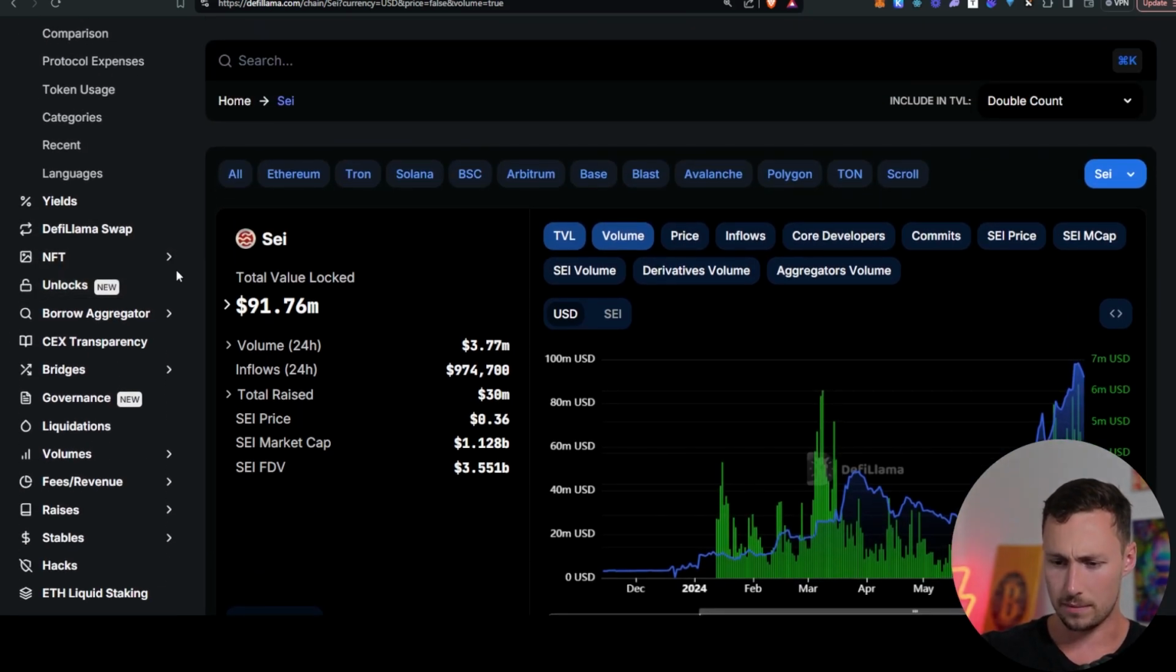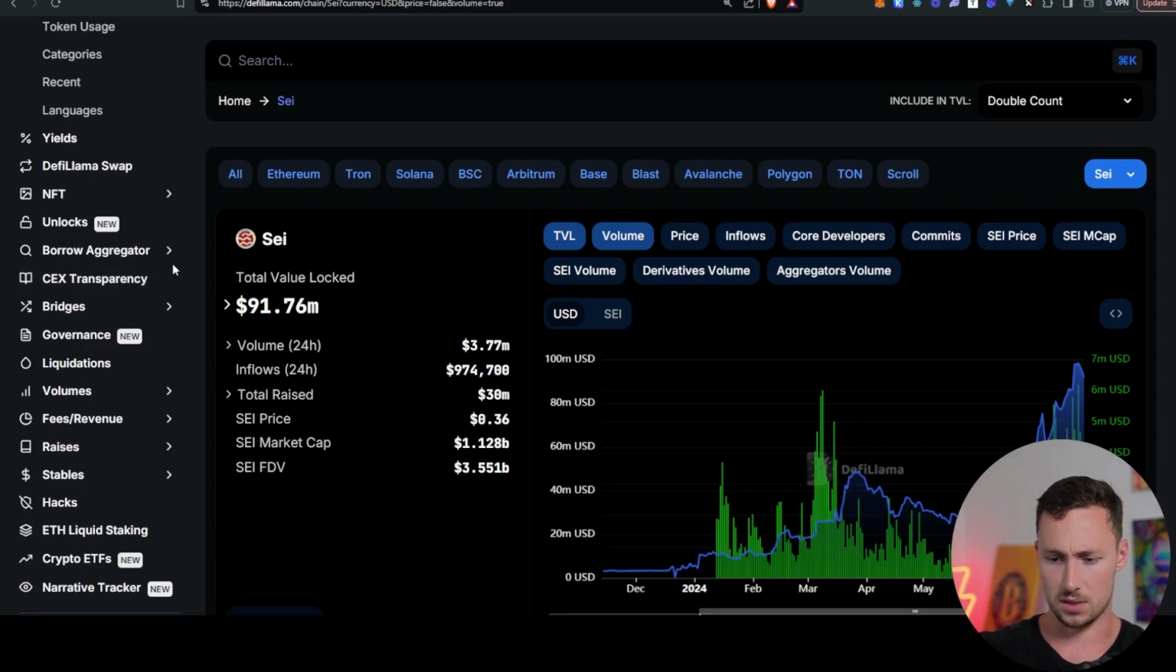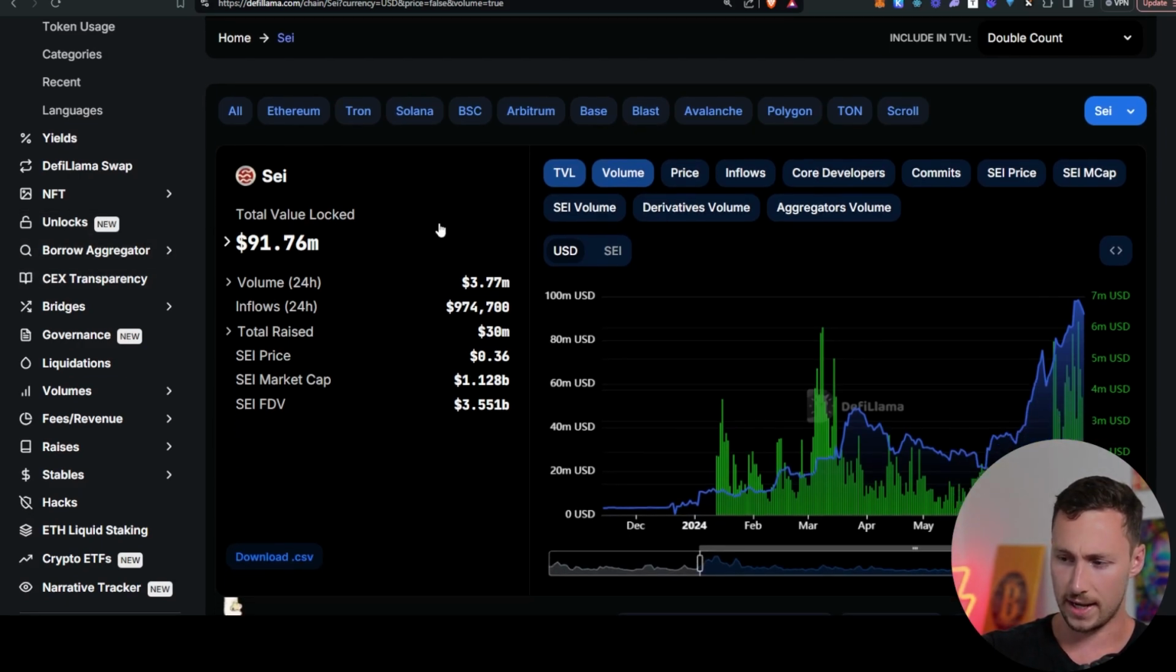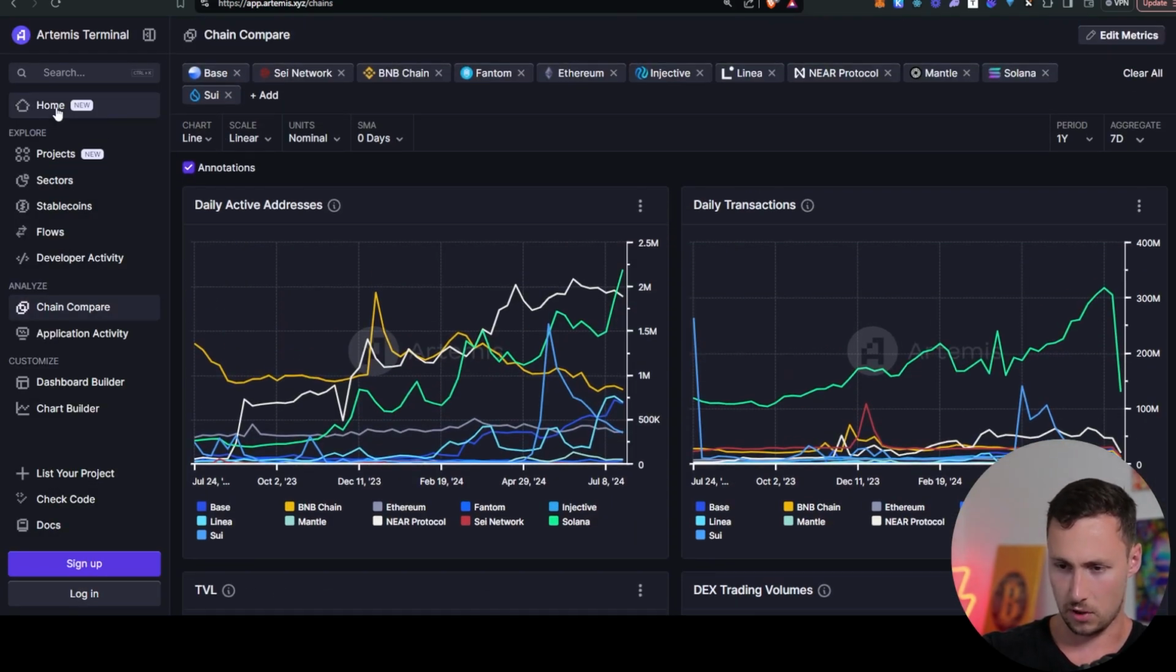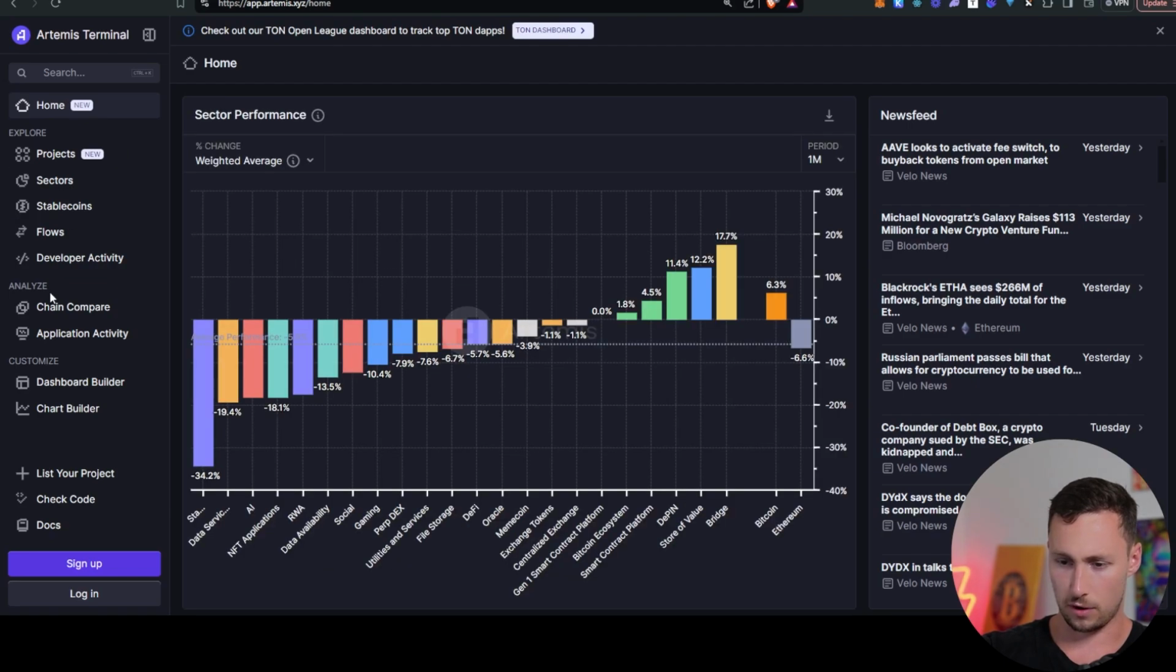And there's a lot of other good metrics on DeFi Llama as well. But for chains, I think TVL and volume are the most important ones on here. Then we might go over to Artemis, right? And this is the homepage of Artemis.